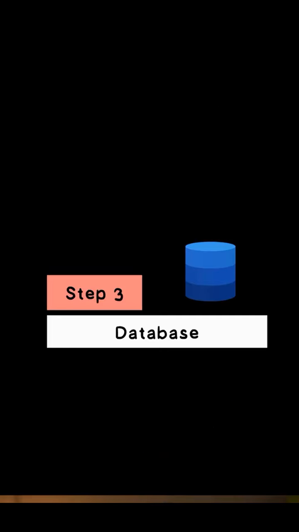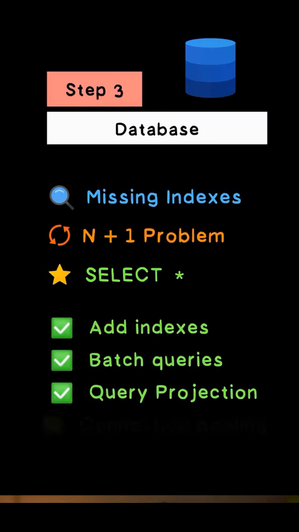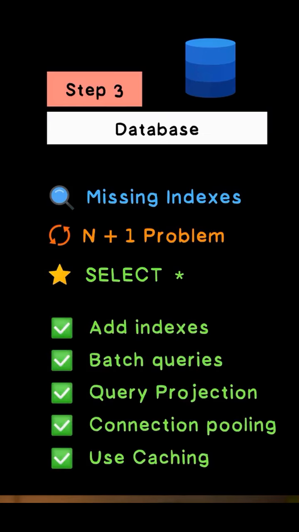Database could be another bottleneck. So you may have queries which are not properly using the indexes, you might be running queries in the loop, or you might be unnecessarily selecting the data that you don't need. Some of the ways to fix this are adding proper indexes, running queries in batches, selecting only the data that you need, improving your pooling configuration, and caching the data so you don't have to fetch it from the database again.